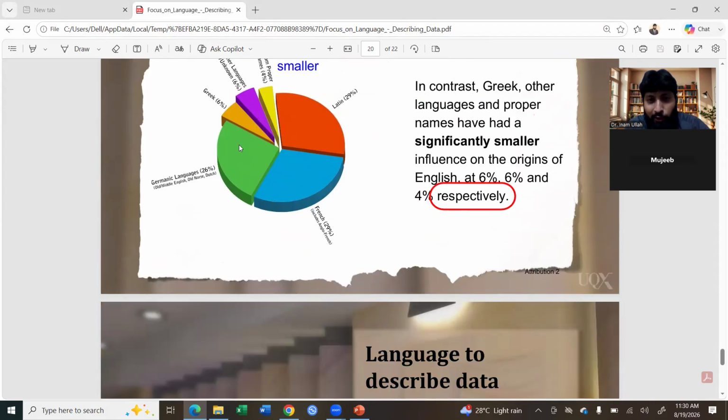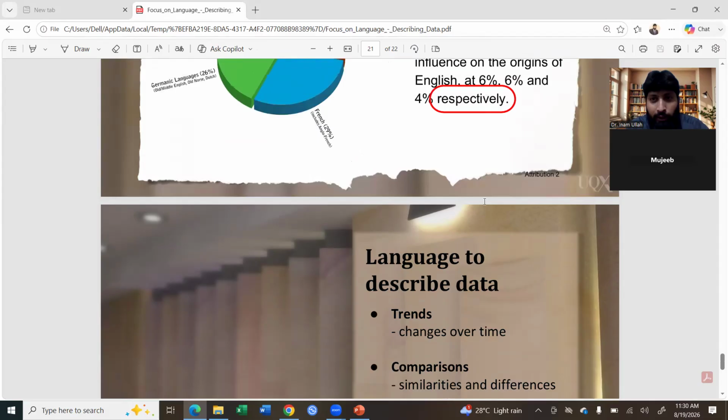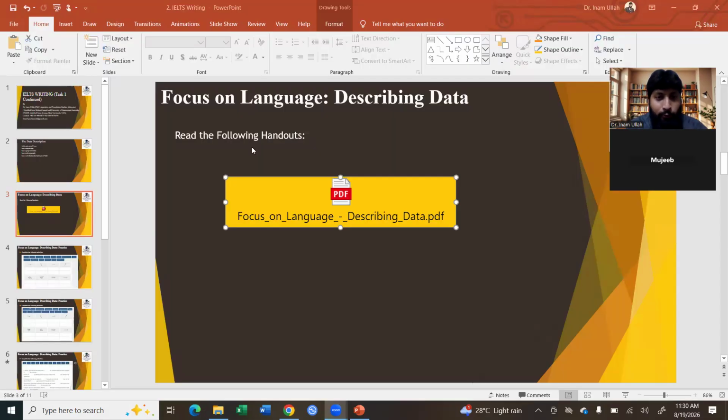And the use of the word "respectively" is again a cohesive device, because it talks about the relationship between these names and these percentages. So that's all about describing the data. I hope you have learned what kind of language we should use and how to focus it. Is it clear?